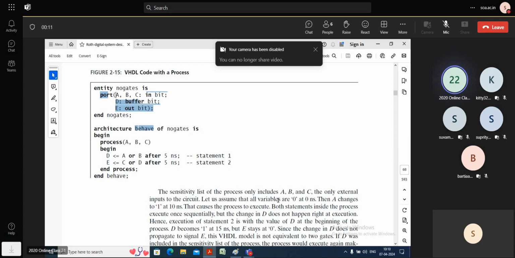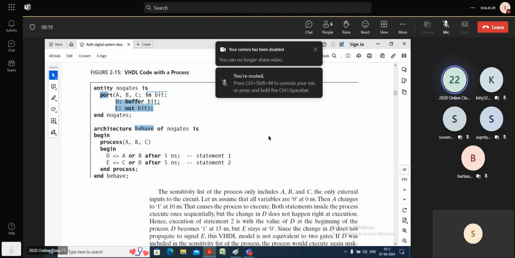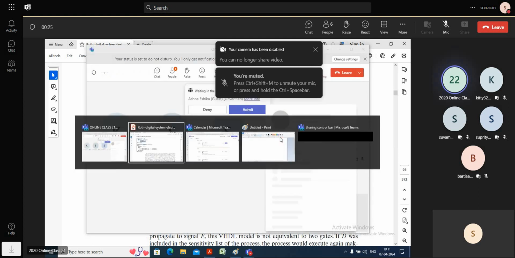Now let us assume that all the variables are 0 at 0 nanoseconds. So all these variables A, B, C, D, E are having the value 0 at 0 nanoseconds. Awesome.